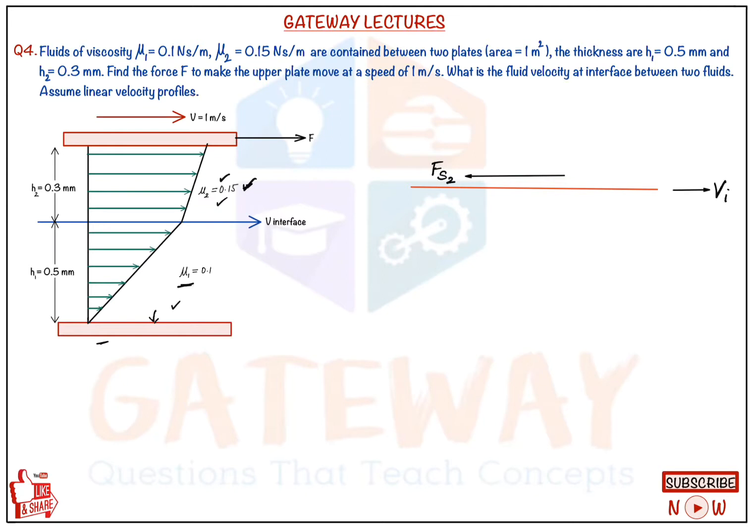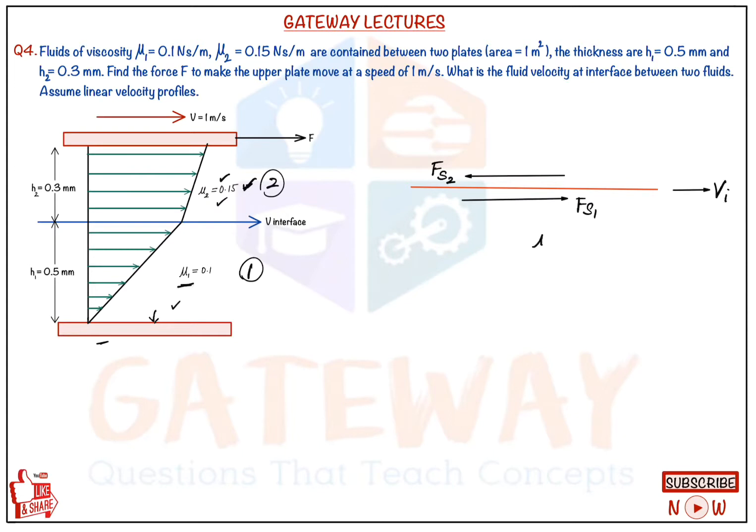Nothing but we'll be representing it on the second fluid, right? Similarly, the force applied by the second fluid, this is the second fluid and this is the first fluid. Fs1 is nothing but force applied by the second fluid on the first fluid. So this second fluid always tries to move in the right direction, so it always tries to pull the layer in the first fluid at the interface towards the right. So the force here will be in the right side direction and its magnitude will be equal to Fs1.